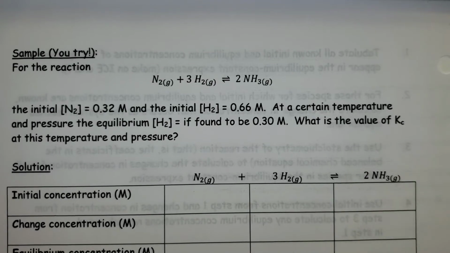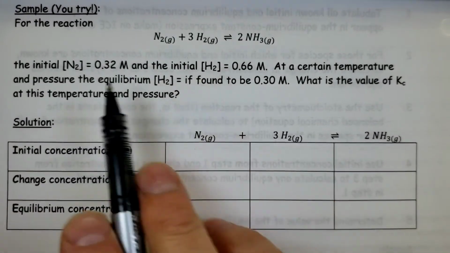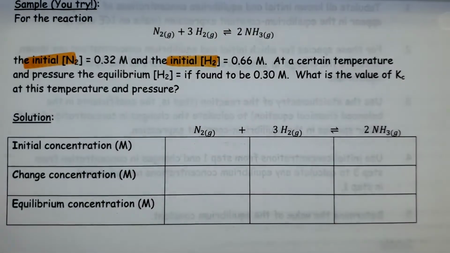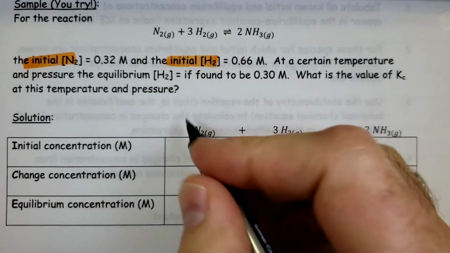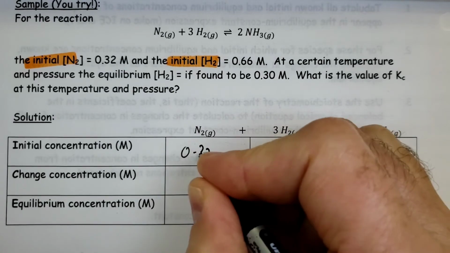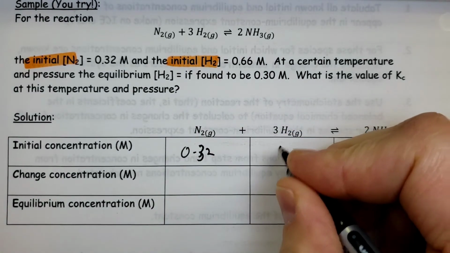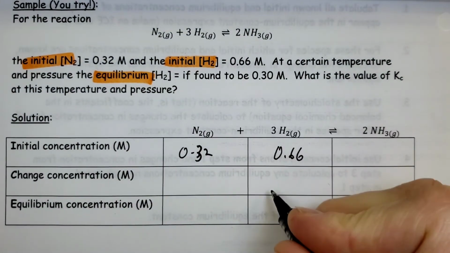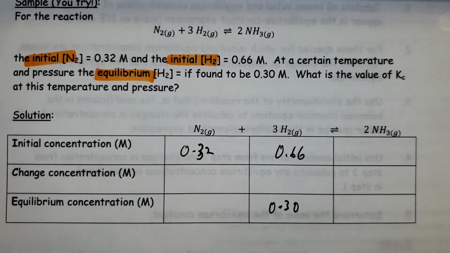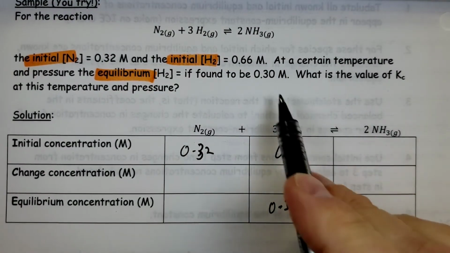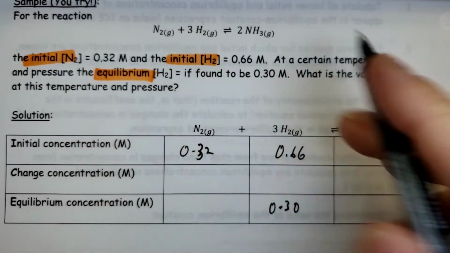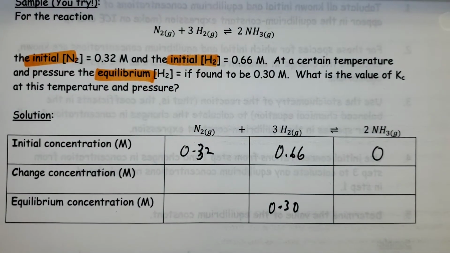Okay, hopefully you had an opportunity to look at this. So we have the formation of ammonia, the initial, key thing again, the initial. So we have nitrogen and hydrogen in the vessel initially. We threw in enough so that we have 0.32 molar of nitrogen and 0.66 molar of hydrogen. At a certain temperature and pressure, the equilibrium of H2 is found to be 0.30. So here we're told the initial and the equilibrium concentrations of hydrogen. Now we weren't told anything about ammonia to start, but we were told that initially we have this and this, so we can assume that we don't have ammonia in there initially.